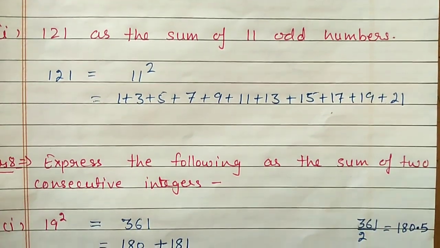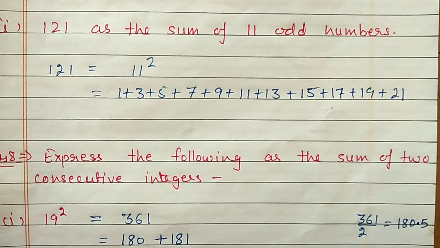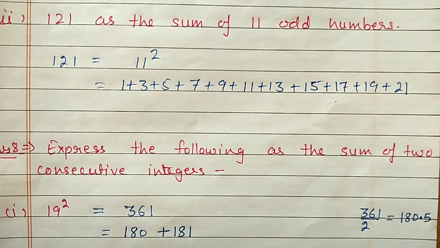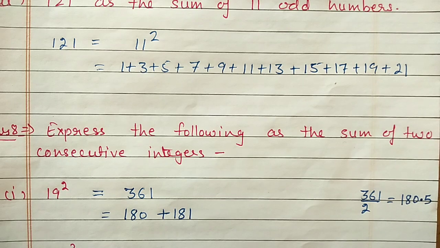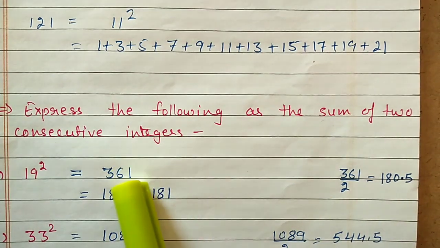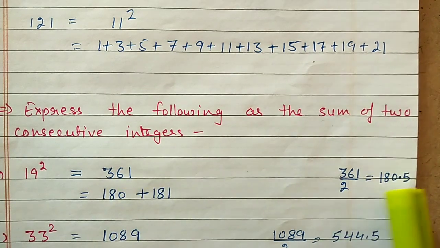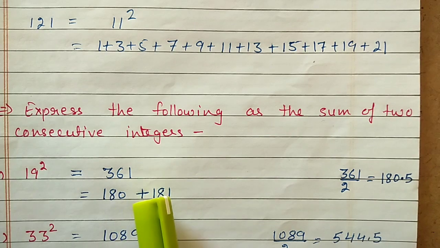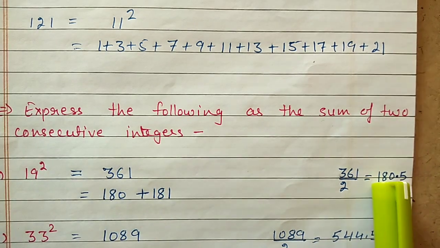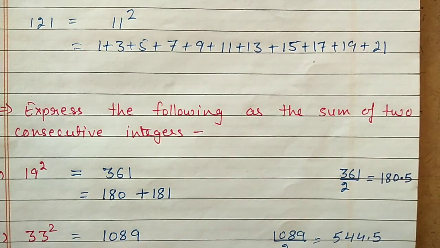Question number 8. Express the following as the sum of two consecutive integers. So the first number given here is 19 square. 19 square is 361. So how to find this? Do the half of this number 361. 361 half is 180.5. So the numbers will be 180 and 181, 180 and the next number.